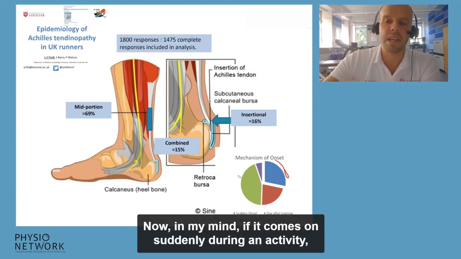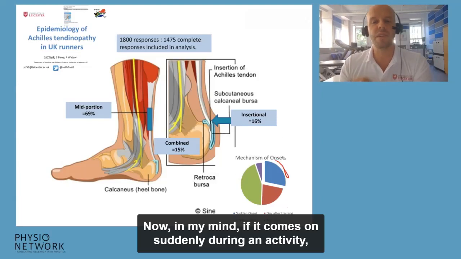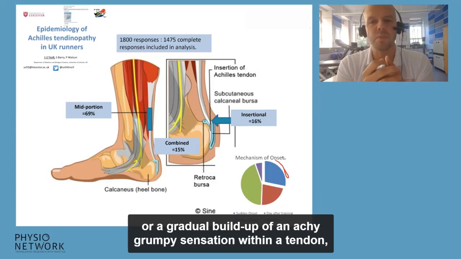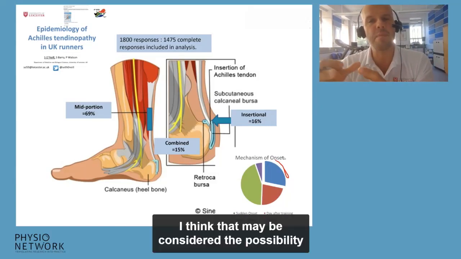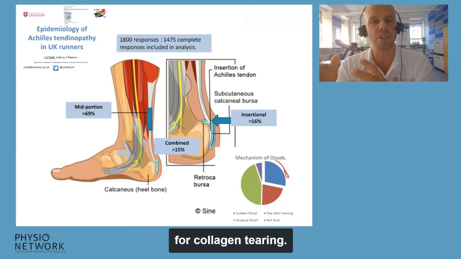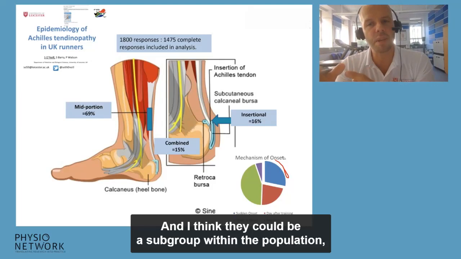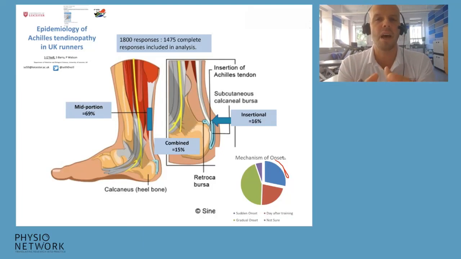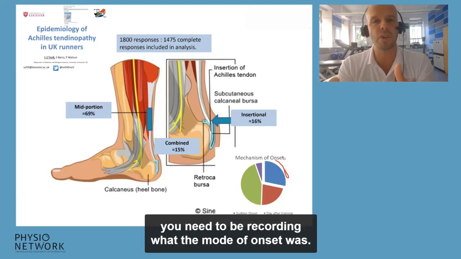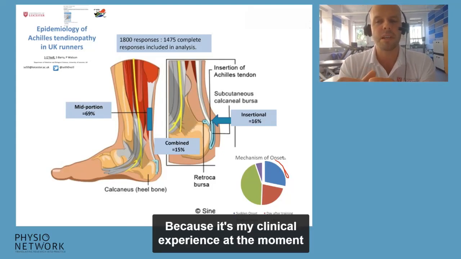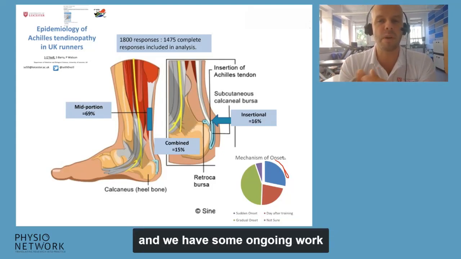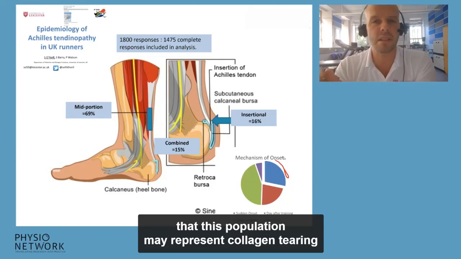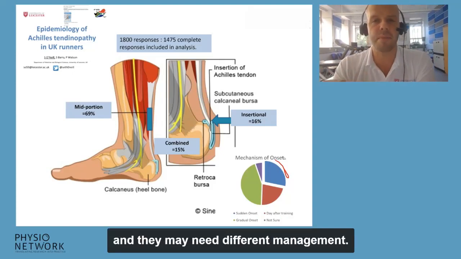Now, in my mind, if it comes on suddenly during an activity, whether that is a sudden sharp pain or a gradual build-up of an achy, crampy sensation within a tendon, I think that may be considered the possibility for collagen tearing. Okay, and I think they could be a subgroup within the population. So clinically, you need to tease out these elements, and within your analysis in your SOAP notes, you need to be recording what the mode of onset was, because it's my clinical experience at the moment, and we have some ongoing work with the 40th Clinic in London looking at this, that this population may represent collagen tearing, and they may need different management.